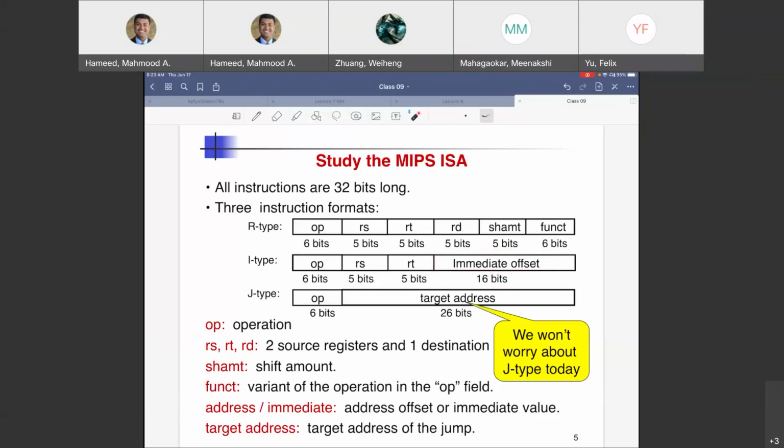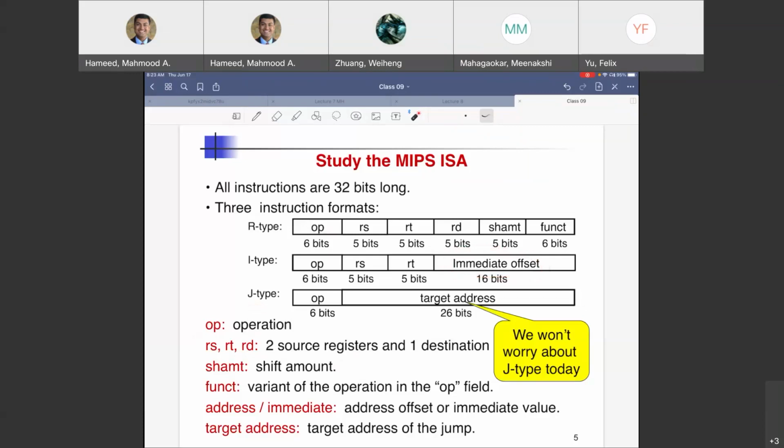What type of address? Let's see. Whenever you're talking about memory, you need a target address. The target address is computed by adding two things. One is the base address, and then there is an offset. The base address is in the register. The offset address is in your instruction, right? So this immediate offset can be two things depending on the instruction: an immediate constant or an offset address.